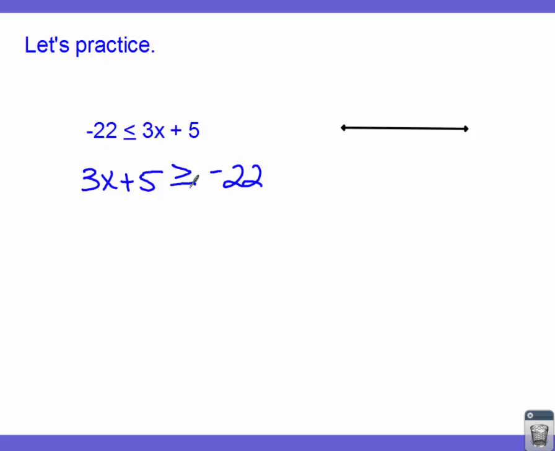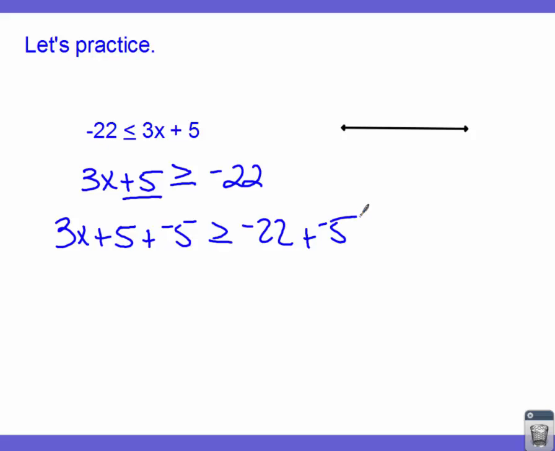Okay, so now we solve. We solve by getting rid of the 5. So 3x plus 5 plus -5 is greater than or equal to -22 plus -5. Okay, same thing. So the 5's go away. We're left with 3x is greater than or equal to. We add these two together. And again, if you're having trouble with these integers, please make sure you type it into your calculator.